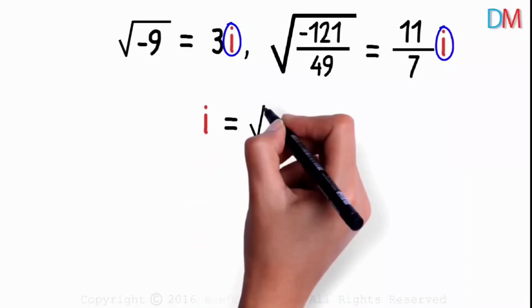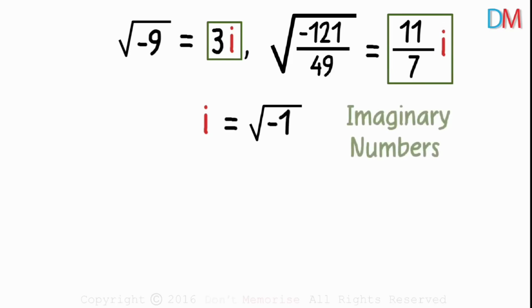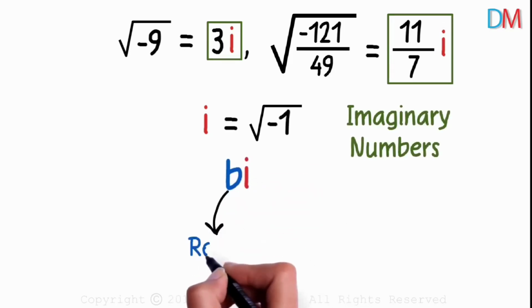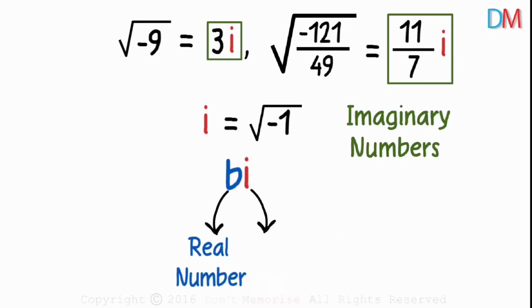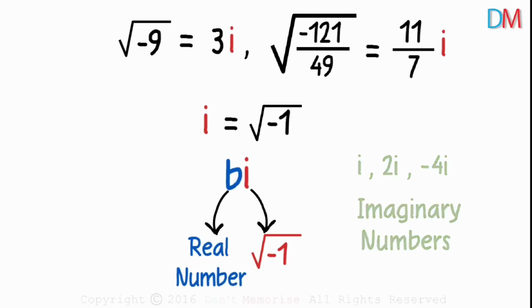equal to the square root of -1. These numbers are called imaginary numbers and could be of the form bi, where b is a real number and i is equal to square root of -1. Numbers like i, 2i, -4i are all imaginary numbers.